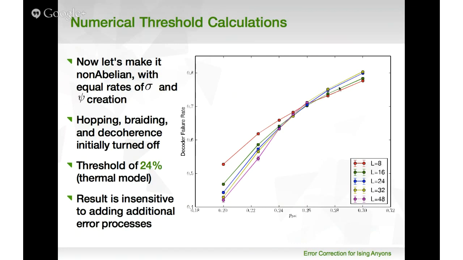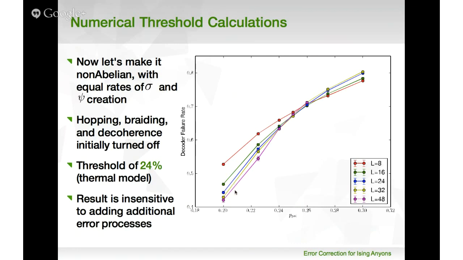What you're looking for is that above the threshold, the error rate should grow as a function of the system size, and below the threshold, the error rate should shrink as a function of system size. So my apologies to any colorblind viewers out there, but here we have L equals 8, L equals 16, right? This is the linear size of the lattice. So 8x8 lattice, 16x16 lattice, etc.